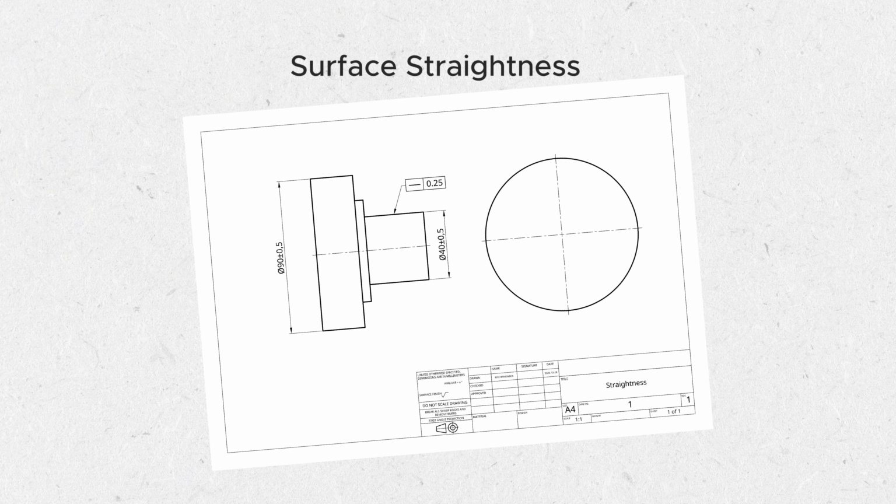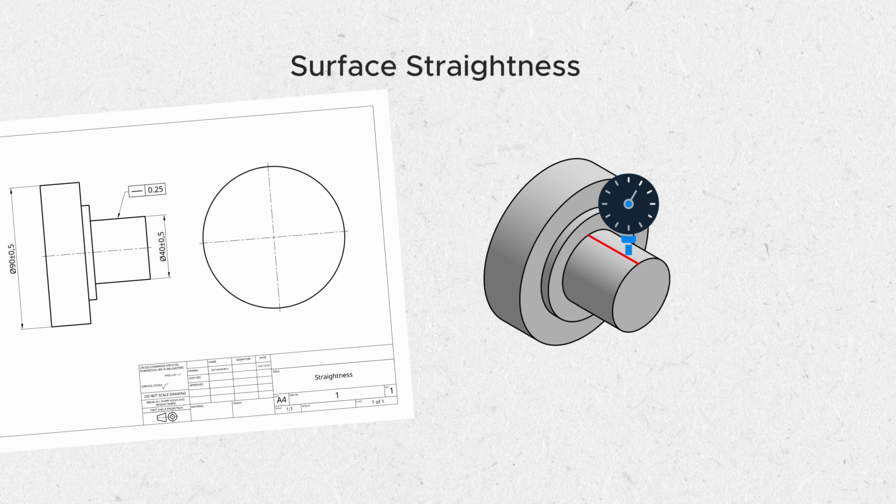On technical drawings, straightness is indicated directly on the surface being controlled. To inspect it, a dial gauge scans along a straight line. The variation in readings reveals how much the surface deviates, showing how straight or how uneven that line actually is.